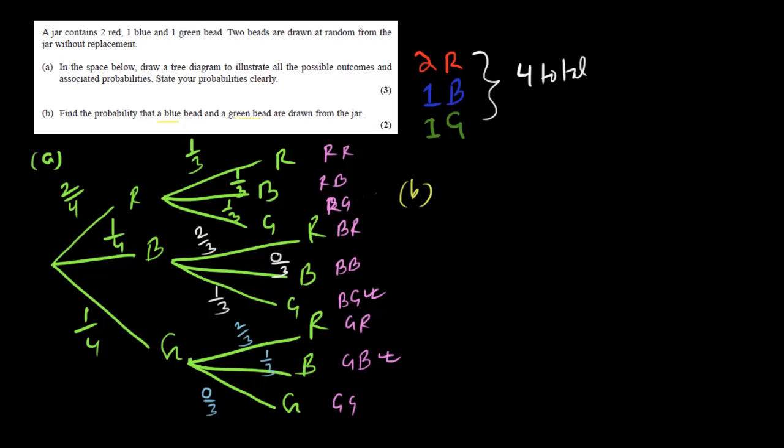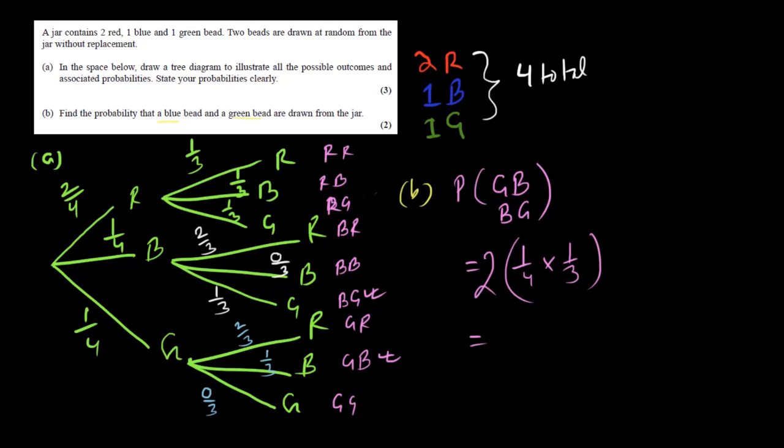So the question was to find the probability of a blue and a green. We can have that as green, blue, or blue, green. So there are 2 possible permutations. If we take blue, green, that will be 1 by 4 multiplied by 1 by 3, and the permutations have the same probability, so multiplied by 2. So that is going to be 1 by 6.